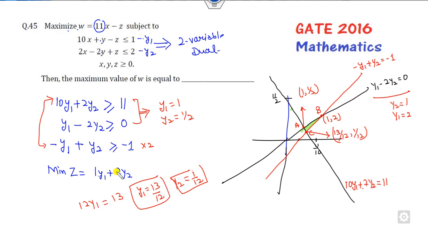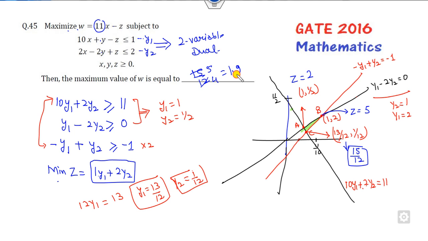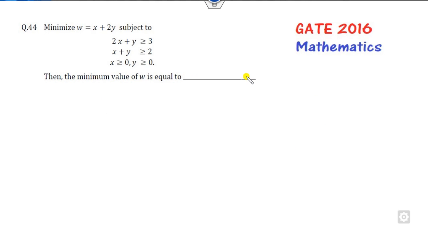Now you can substitute the values into y1 plus 2y2. For 1 comma 2, the value is 1 plus 1, 2. The value of this is 4 plus 1, 5, and the value of this will be 15 over 12. So you need the minimum, 15 over 12 is the right answer. You can see 5 by 4, so 1.25 is the right answer. That is a simple graphical method.